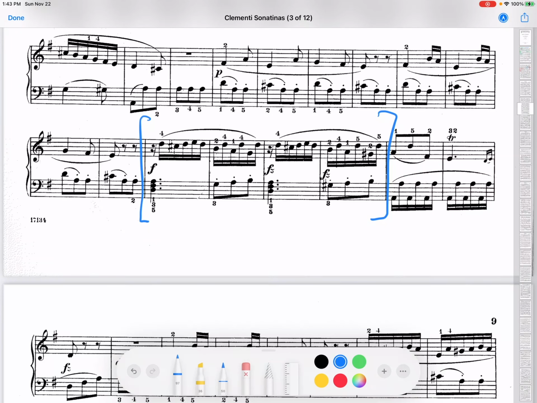In this video, I'm going to be talking about passing 6/4 chords. A passing 6/4 chord can be identified by the bass, which steps. So the bass moves in steps. And if you look at the part that I have here in the brackets, you might notice how the bass is stepping in measures 2 and 4.